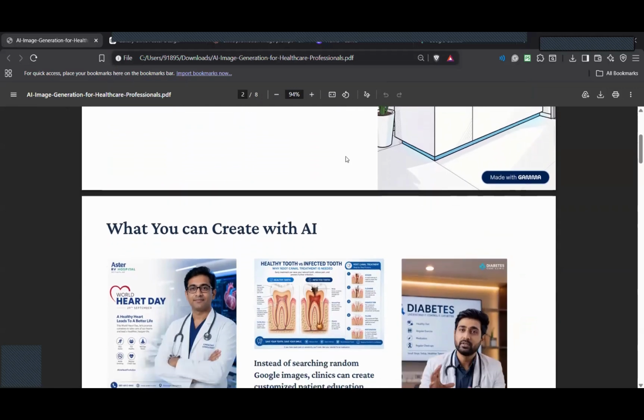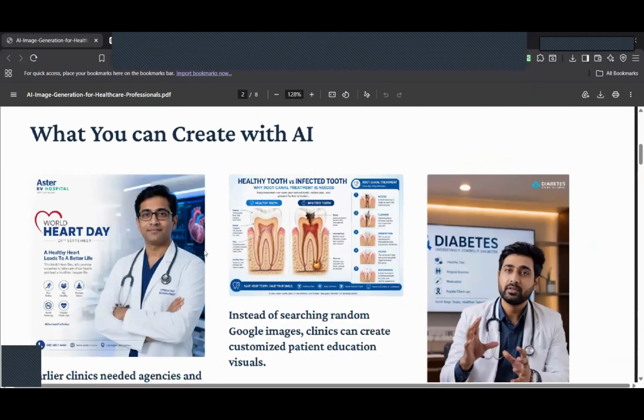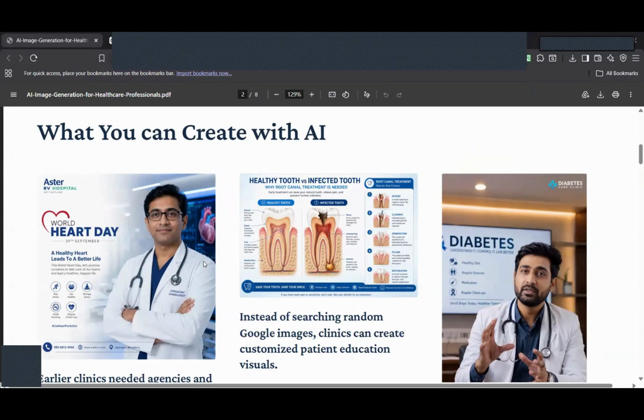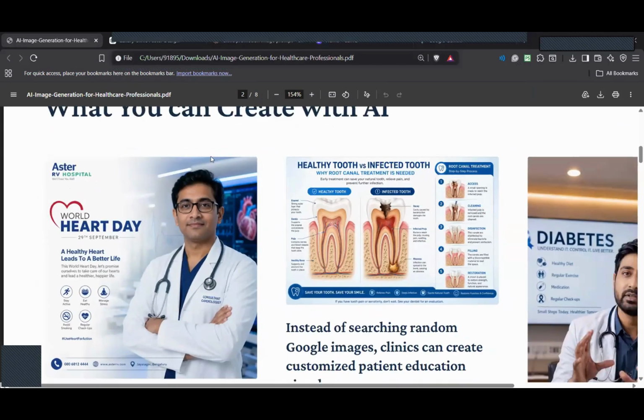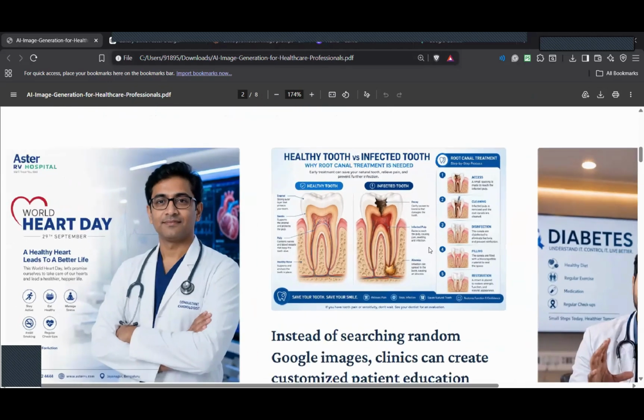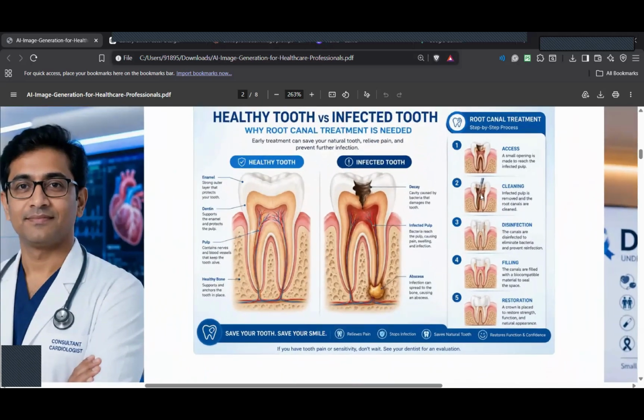So first of all, I should take you through what you can create with AI. So you must have seen posters like this. Many hospitals and doctors create posters like this. I'm sure many of you have had a marketing agency do that for you. And these are the kind of infographics you can make. You can see this is an infographic for RCT treatment. You can see a healthy tooth, an infected tooth, and the root canal treatment step by step process. This can all be generated through AI in minutes.